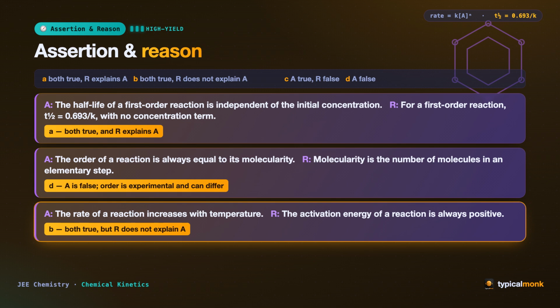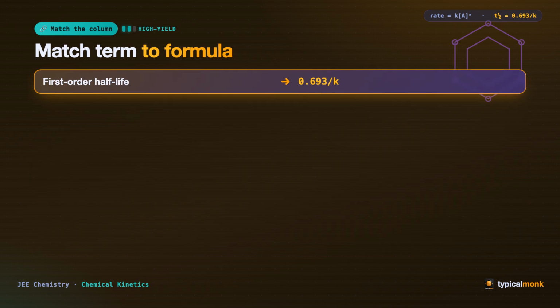Third pair. Assertion: the rate of a reaction increases with temperature. Reason: the activation energy of a reaction is always positive. Both are true, but the activation energy merely being positive does not explain the rise that comes from more molecules crossing the barrier as the temperature climbs. So the reason does not explain the assertion. The answer is B.